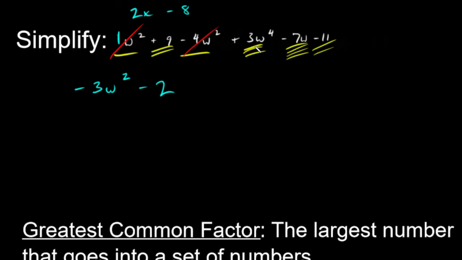There are no other w to the fourths, so you cannot combine them with anything. And there are no other w to the first powers, or just w's, so you cannot combine those with anything. So what you have is plus 3w to the fourth minus 7w. And that's it. You're done. All right?